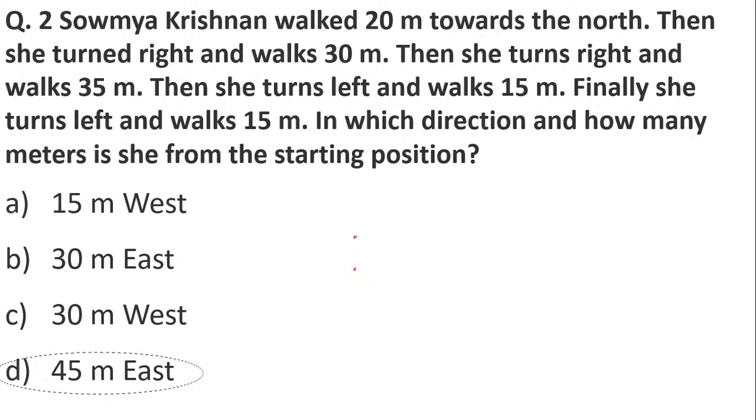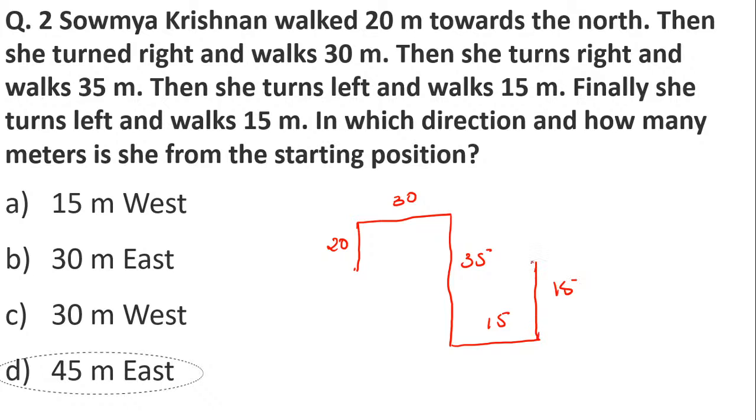So from the bottom she moved up. Okay, then she turned right. So right will be this side. Okay, so right is 30. Then she turned right and walked 35. So now she's facing this side. Right side would be bottom. So she walked 35 meters. Okay, and then she turned left. So when she's at the bottom, left side would be this side. How much is this? 15 meters. Finally, she turns left and walks 15 meters.